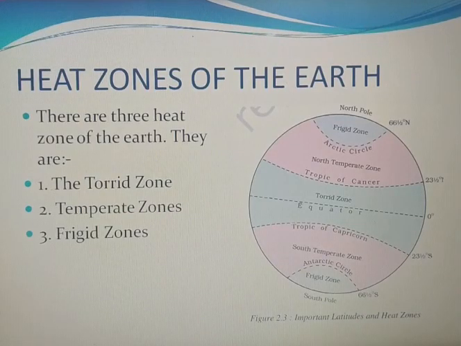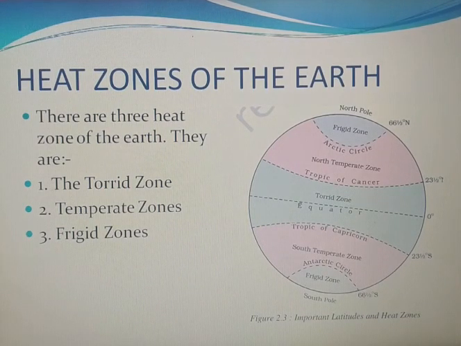Then let's come to the next topic. It is the last topic of this first part, that is the heat zones of the earth. There are 3 heat zones of the earth: the torrid zone, the temperate zone, and the freezing zone. What is a torrid zone, what is a temperate zone, and what is a freezing zone? Let's study.